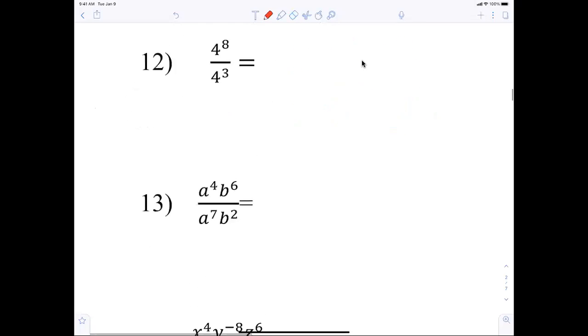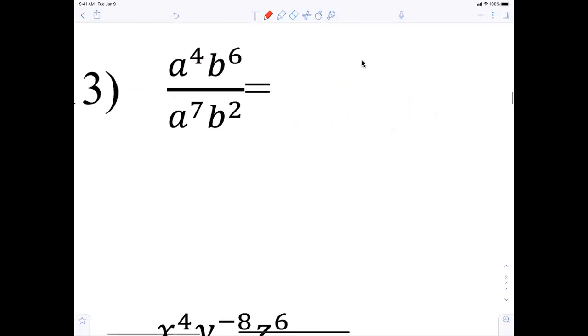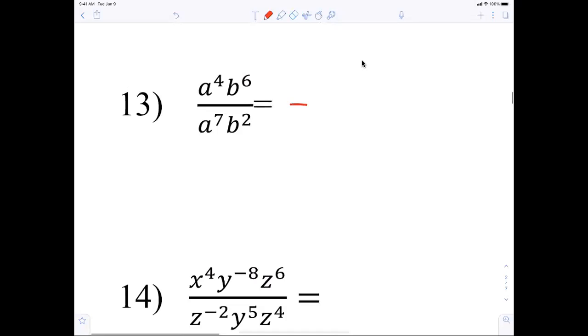All right, let's knock out 13. Now, when you multiply, what do you do? Dividing is subtracting. Now, for some reason, this is a problem. I don't know why, but how many a's are on the top? 4. How many a's are on the bottom? Now, that's technically what I mean. So it's a, and then 1, 2, 3, 4, 5, 6, 7. That's literally what that means.